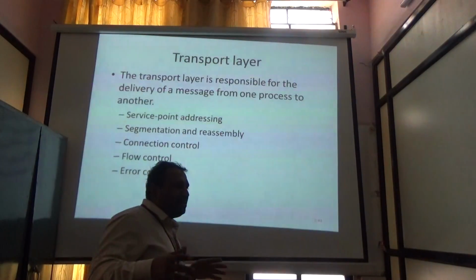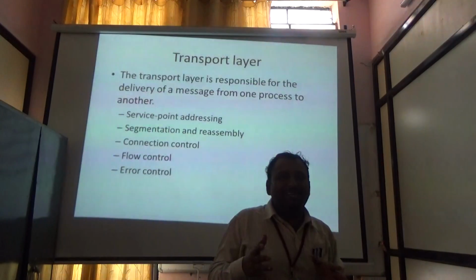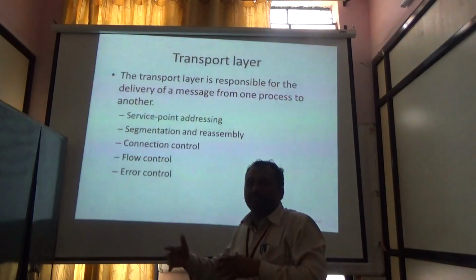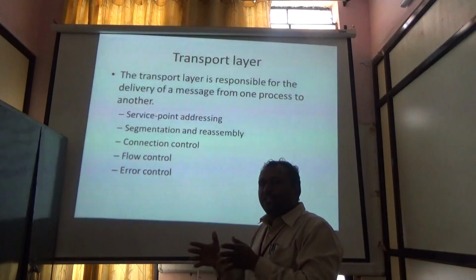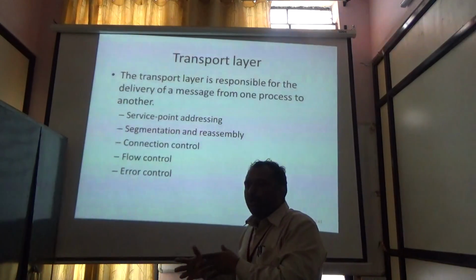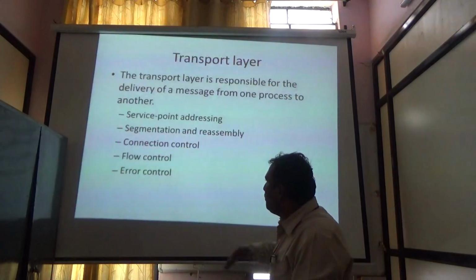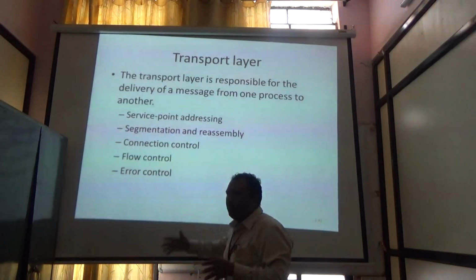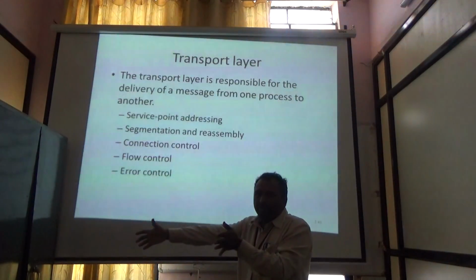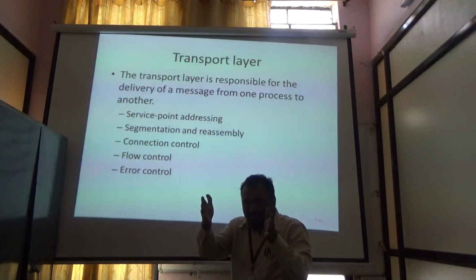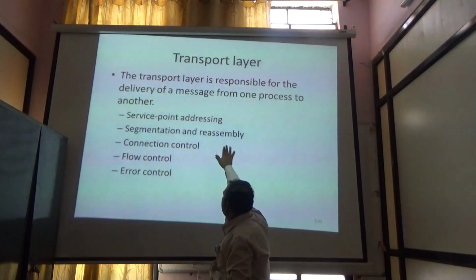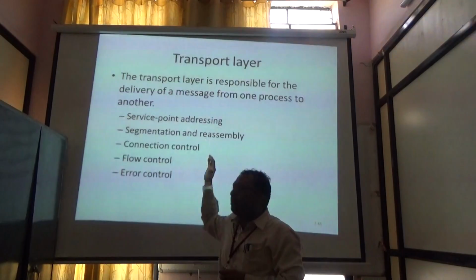We divided the data in the form of frames. Then we have data divided in the form of packets when we talk about the network layer. But in the transport layer, we divide the data into different segments. So we make different segments of data at the transmitting end, and at the receiving end we reassemble that data.